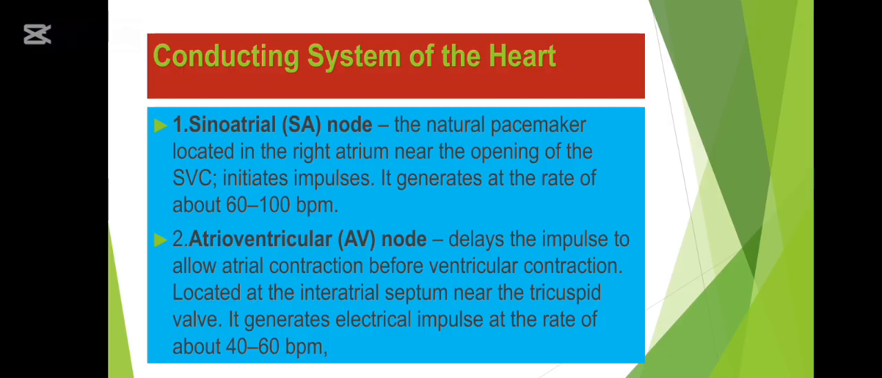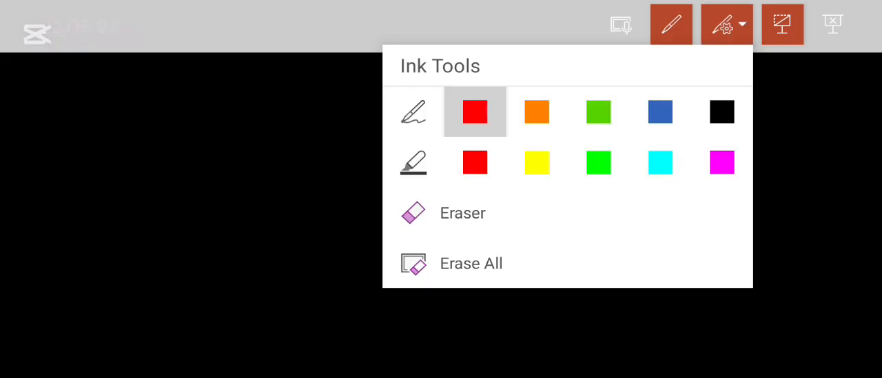Okay? So the sinoatrial node is located in the right atrium near the opening of the superior vena cava. It initiates impulses and generates them at the rate of about 60 to 100 beats per minute. Now the atrioventricular AV node delays the impulse to allow atrial contraction before ventricular contraction. This makes sense. Why does it make sense? The reason why it makes sense is this.